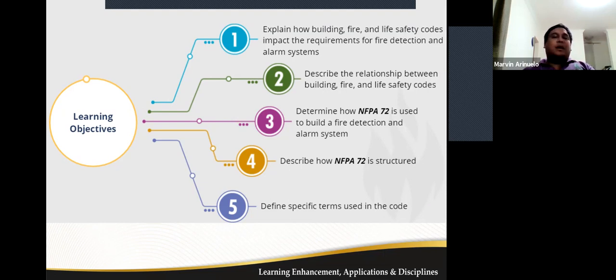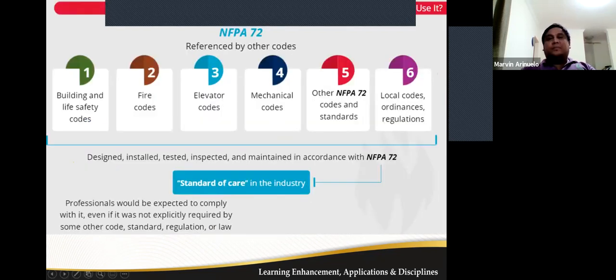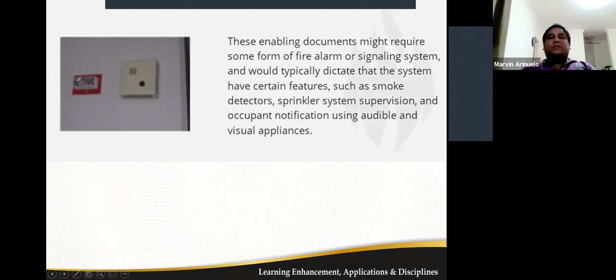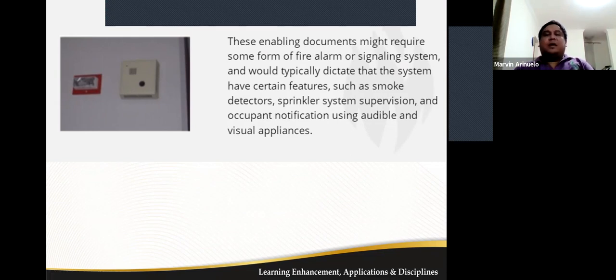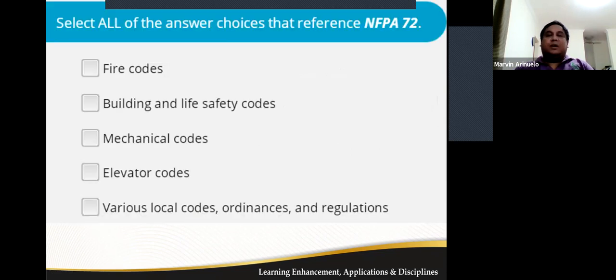Okay. And remember, NFPA 72 is the standard of care in the industry. So what is the meaning of standard of care? It means it is the standard that a competent professional would be expected to comply with in the execution of this work, even if it is not explicitly required by another code, standard, regulatory agency, or law. These enabling documents may require some form of fire alarm or signaling system, and typically dictate that a system have certain features such as smoke detectors, sprinkler systems, and occupant notification using audible and visual appliances.